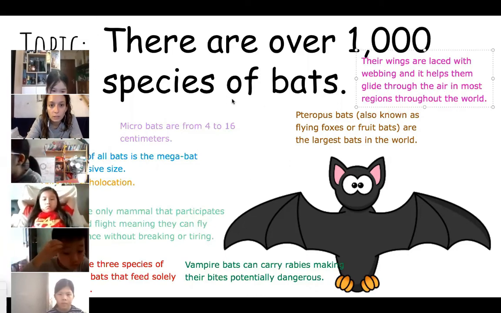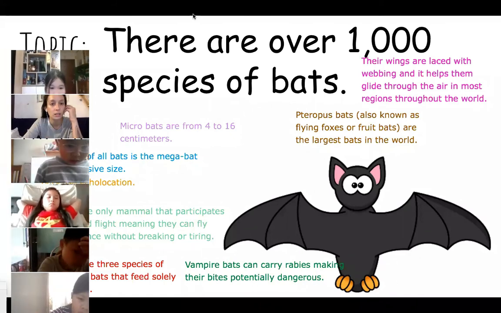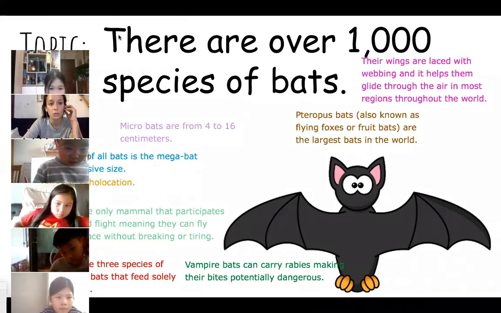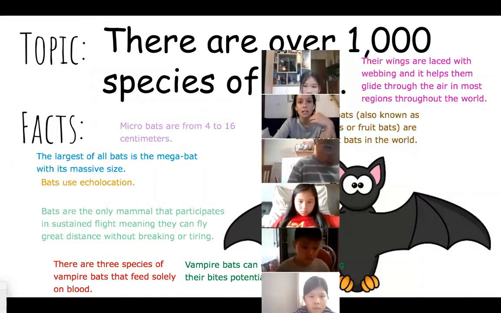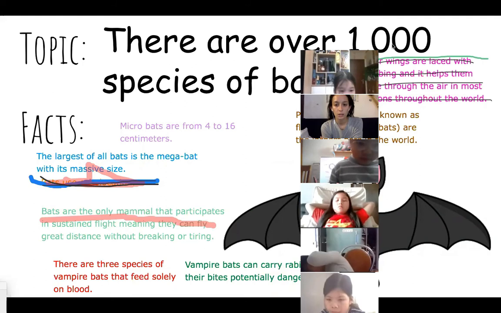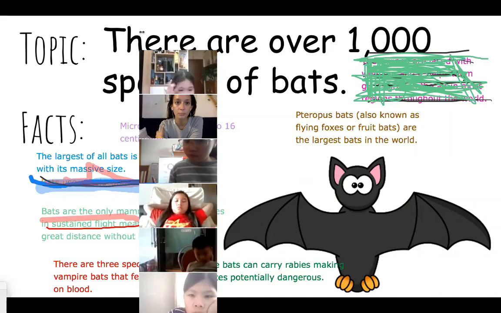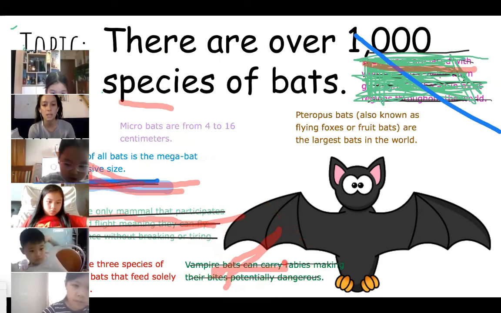So what I want everyone to do now is I'm going to enable the annotation and I want you to search. Okay, so do we see any facts on the screen that don't relate to types of bats or species of bats? Does everyone understand? Yes? Okay, so go ahead and cross out the facts that are not about bat species. Okay. If you can't annotate, then you can go ahead and just type it to me on the chat, okay?